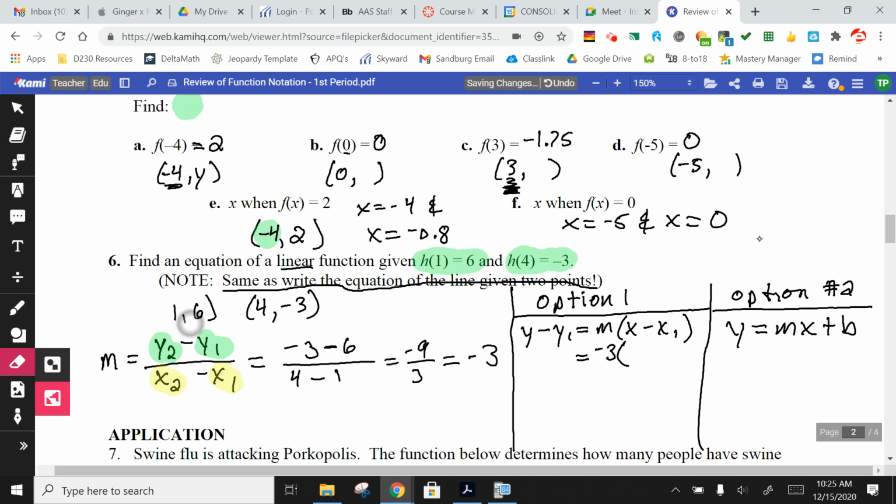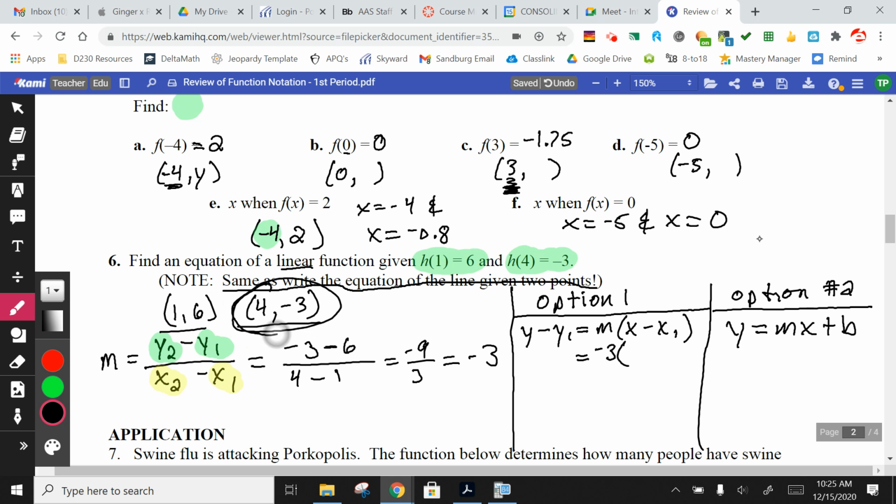So we can either pick the point, oops, I just erased it, (1, 6), or we can pick the point (4, -3). So Ella, what do you want to pick? (1, 6) or (4, -3)? Pick any one. Either one of them will work. 4. All right, so she wants to pick this point.